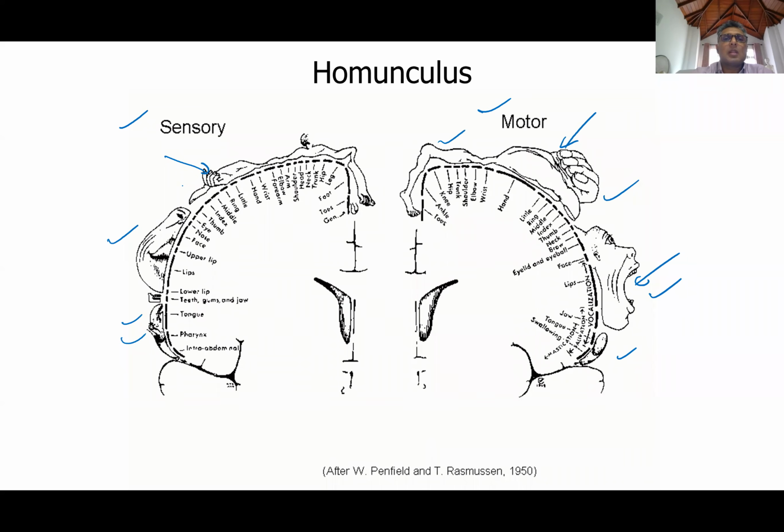And the foot is actually represented not on the outside, but on the medial side, remaining in the motor or the sensory cortex. The foot area is on the medial side in the fissure, related to the fissure. So this is called the motor and sensory homunculus of the brain. Remember this concept.